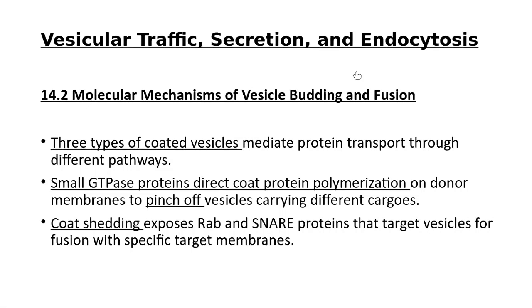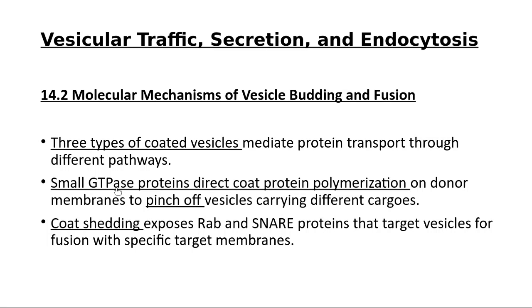There are a total of 3 types of coated vesicles: COP2, COP1, and the AP complex. We'll talk about that. Then there is the involvement of small GTPase proteins, which direct the coat protein polymerization. If anything happens with these GTPases, the coat protein won't even form. If the coat protein doesn't form, the vesicle won't form, and there is no question of trafficking the protein from one place to another.